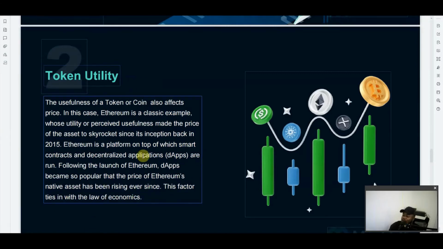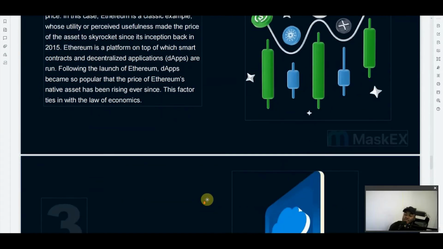Now, the negative aspect of this is that when a coin doesn't have a good utility, it doesn't have anything going on there, the coin is just going to dump and dump. Before you invest in any coin, make sure that the token has a good utility.